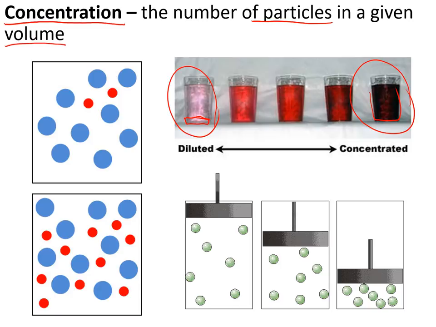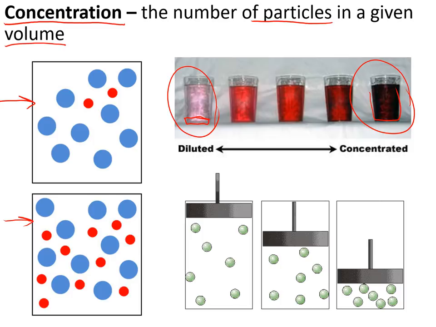Now, to put that a bit more formally, if we think about actual numbers of particles, if we look at this first diagram here, you see the red has a lower concentration than the blue because there's fewer reds than blues. If we look at the second diagram, we can see that the red and blue now have equal concentrations because there are equal numbers of each one, there's 10 of each.